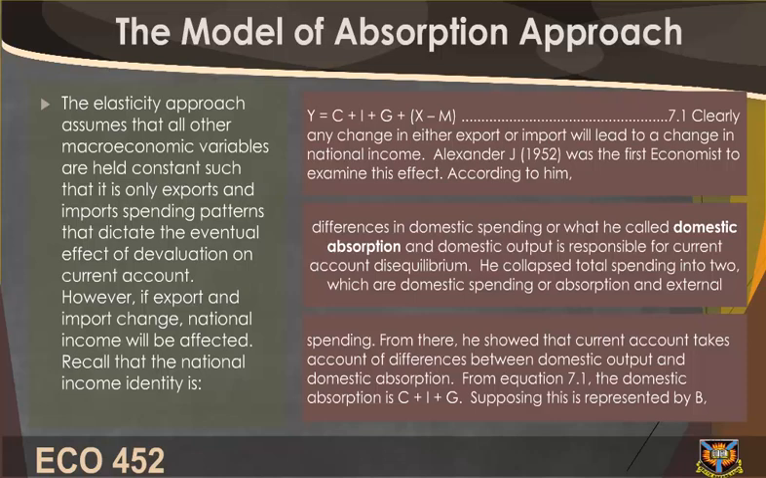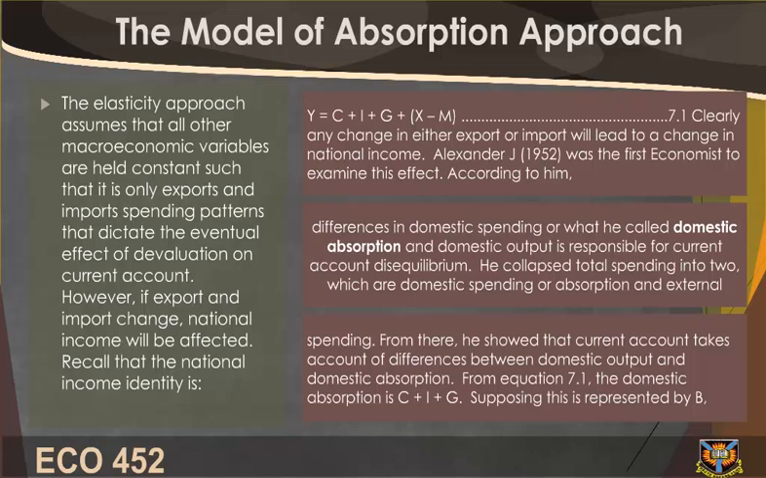Alexander, 1952, was the first economist to examine this effect. According to him, differences in domestic spending, or what he called domestic absorption, and domestic output, is responsible for current account disequilibrium. He collapsed total spending into two, which are domestic spending or absorption and external spending. From there, he showed that current account takes account of differences between domestic output and domestic absorption.